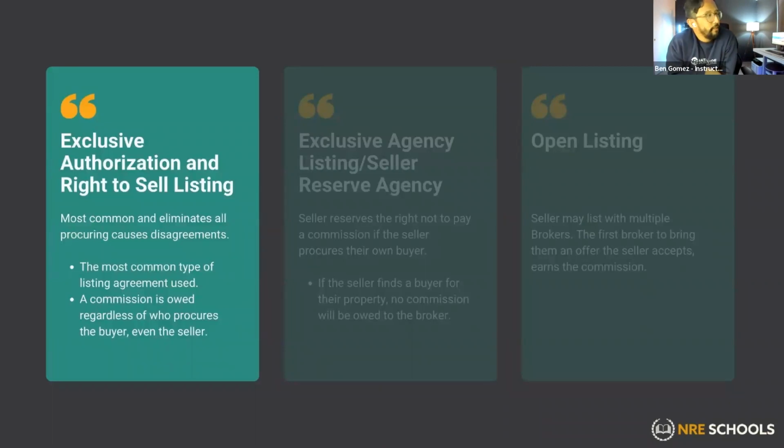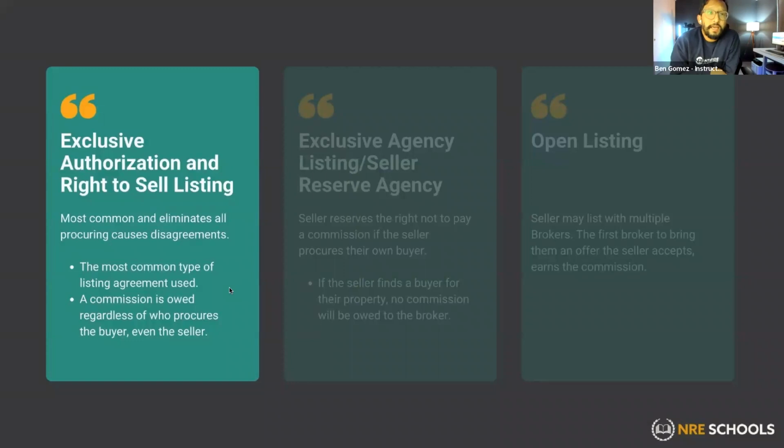Let's use Michelle as an example. Michelle is going to hire me, Ben Gomez, broker for Nationwide Real Estate Executives, to sell her property. We are going to do what we call an exclusive authorization and right to sell listing. This is the most common. It is the only listing agreement that our brokerage accepts. And this one means a commission is owed regardless of who procures the buyer, even the seller.